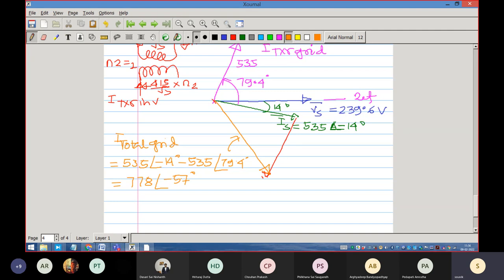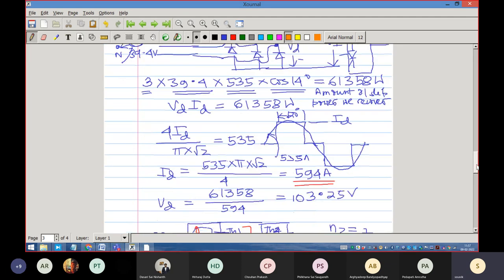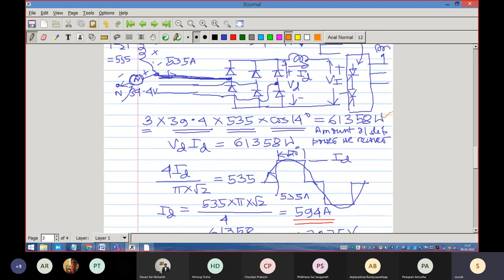You can also see that, converter rating wise, the converter is obviously a low voltage device, but it will have quite a big current in that, and in this situation it is recovering a power of about 61 kilowatt.